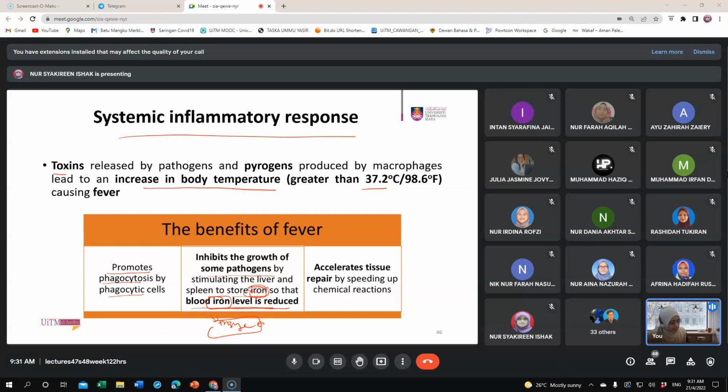Alright, and then accelerate tissue repair by speeding up chemical reactions. So that's why the warmth just now is important, because it speeds up the chemical reaction. Okay, so accelerate tissue repair.